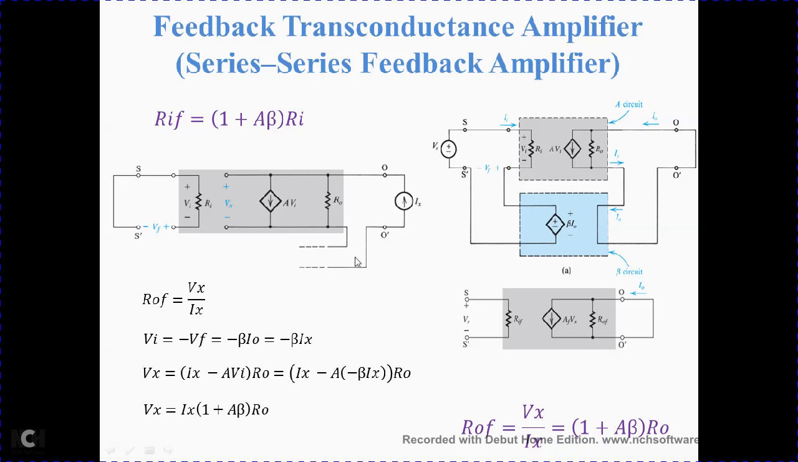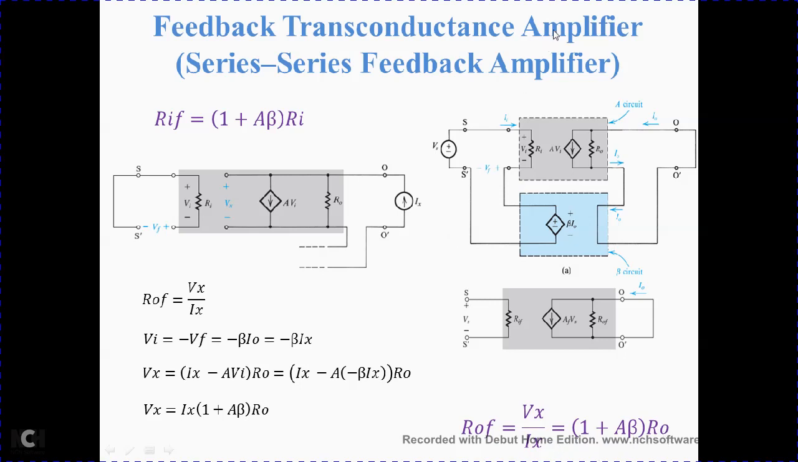The same is substituted here. In place of Vi, I substitute minus beta times Ix. Minus minus is plus, into R naught. Take Ix as a common factor. It is Ix into 1 plus A beta into R naught. So that is what Vx is. Put this expression in the R0f expression. Vx is equal to Ix into 1 plus A beta into R naught, where Ix gets cancelled, so we are left with only 1 plus A beta into R naught.